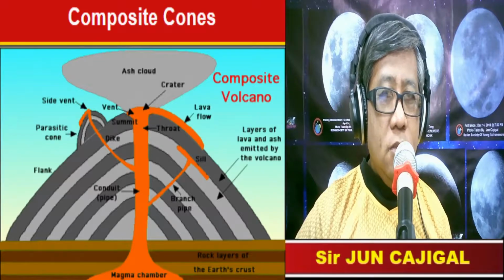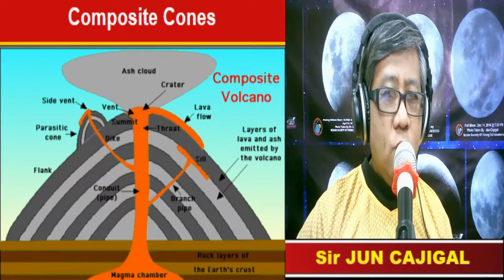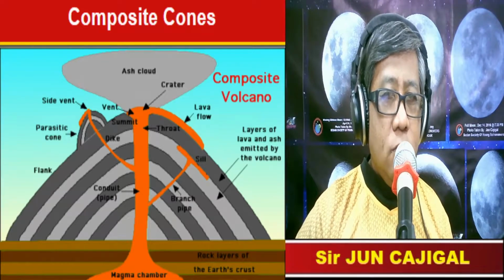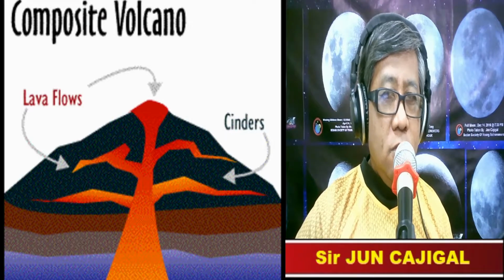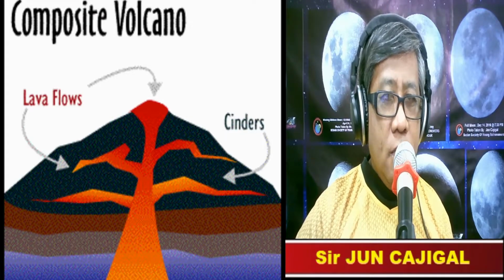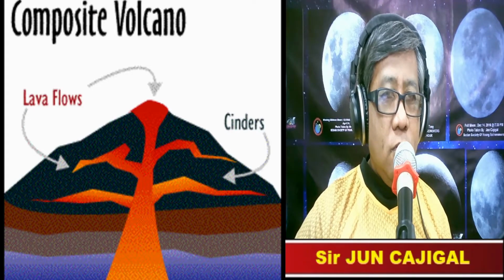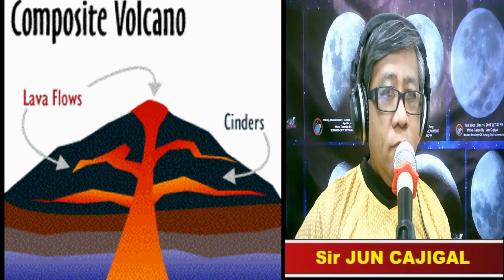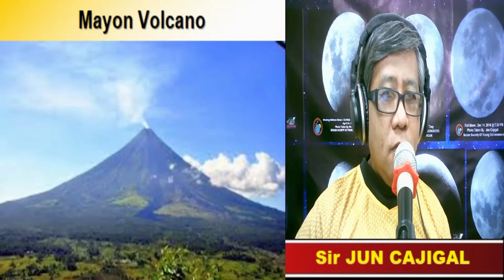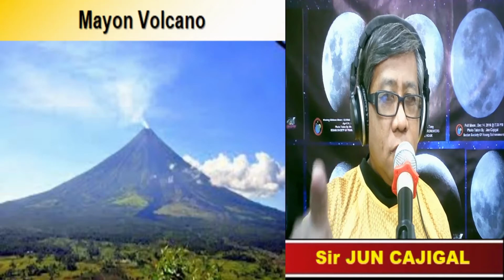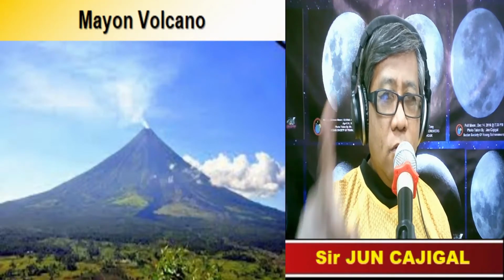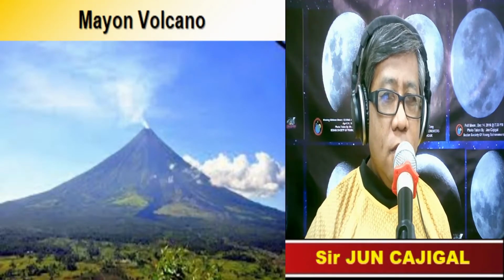So those are composite volcanoes. They are composed of basaltic lava and pyroclastic materials. Okay, and they are considered the most violent. They are large volcanoes. And one good example of a composite volcano is our very own Mayon volcano. Mayon volcano is an example of a composite volcano.